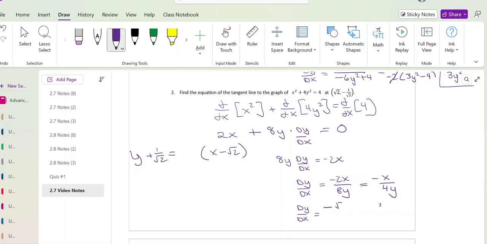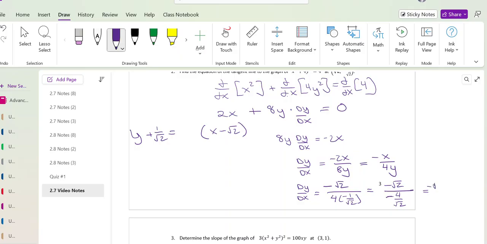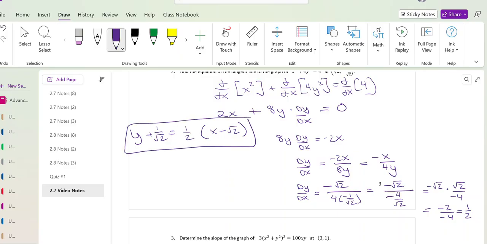So negative square root of 2 over 4 times negative 1 over square root of 2. So it gives you negative square root of 2. And then this is negative 4 over the square root of 2. So then you multiply, and that gives you negative 2 over negative 4, which is 1/2. So the slope is 1/2, and there is your equation of the line.